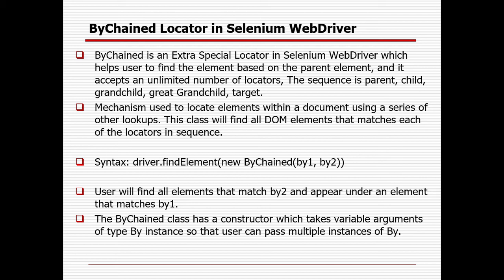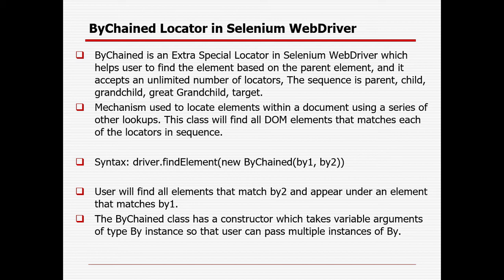So ByChained is an extra special locator in Selenium WebDriver which helps the user to find the element based on the parent element, and it accepts an unlimited number of locators. The sequence is parent, child, grandchild, great grandchild and target. So you can use n number of locators here. You can use one attribute from the parent, one attribute from the grandparent, or one attribute from the child, grandchild, like that. By this means you can identify the element first. After that, once the element identification is done, you can perform any operation.